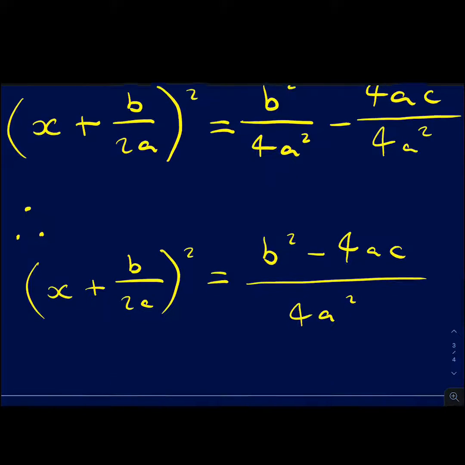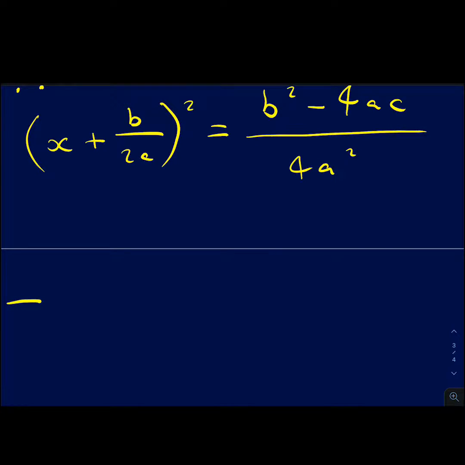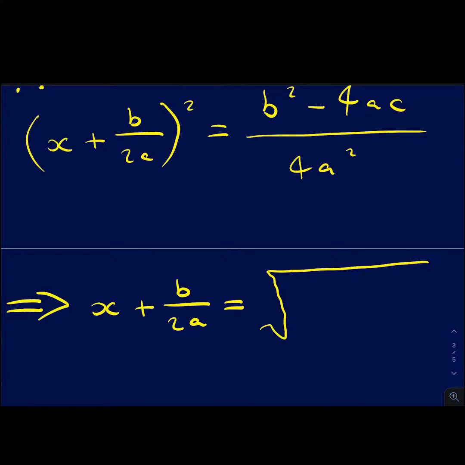Now all that's left to do is take the square root of the left hand side and take away the b over 2a term. So x plus b over 2a equals plus or minus the square root of b squared minus 4ac over 4a squared.